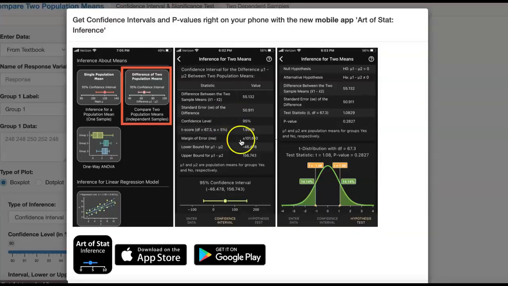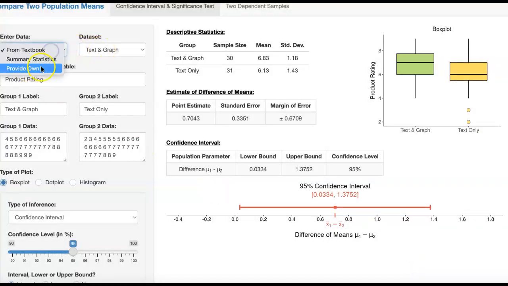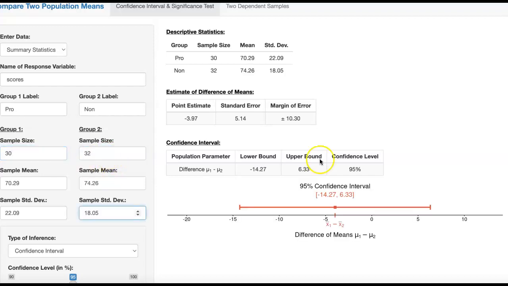Since I have all the sample data already, we can go ahead and enter that in. I have my own summary statistics, I think in this problem it was the scores. Just to be thorough, group 1 was proctored, just call it PRO, and group 2 is non-proctored. Sample sizes are 30 and 32. I entered the sample means and standard deviations. And it's this sample standard deviation which creates that standard error that gives us that variability, because this is just one sample from two different groups.